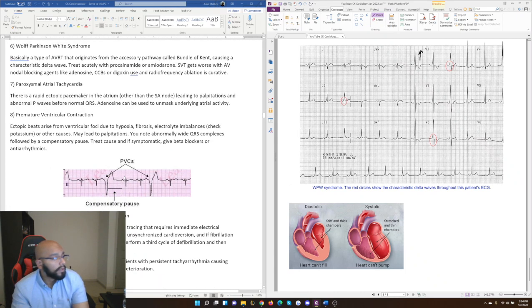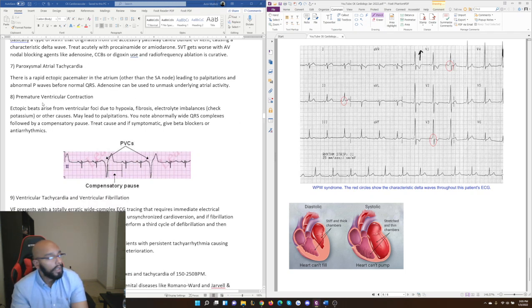Other than that, they have some other little things that they talk about, like paroxysmal atrial tachycardia. So this is overnight. Rapid ectopic pacemaker in the atrium, leading to palpitations and abnormal P waves before the QRS complex. Adenosine can be used to unmask the underlying atrial activity, but this is really not that significant of a topic, nor is there too much to talk about here.